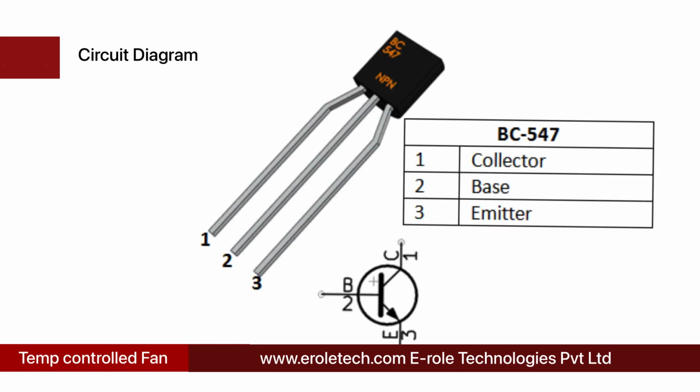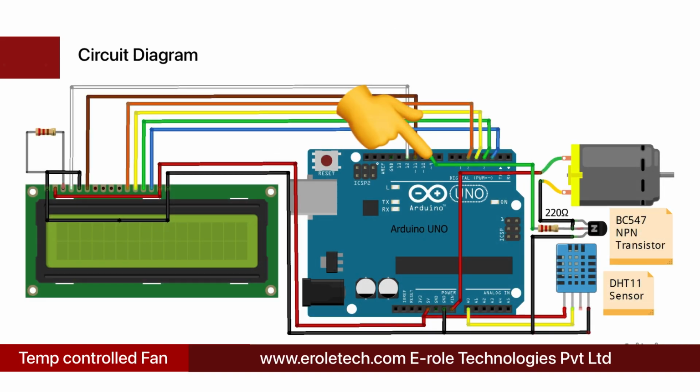NPN transistor BC547 is used to turn the DC motor on and off. Transistor has 3 pins: base, emitter, and collector. Base terminal is connected with pin number 9 of Arduino. Emitter is connected with the ground. Collector terminal can be connected with any one terminal of DC motor. Second terminal of the motor is connected with the Vin pin of Arduino.